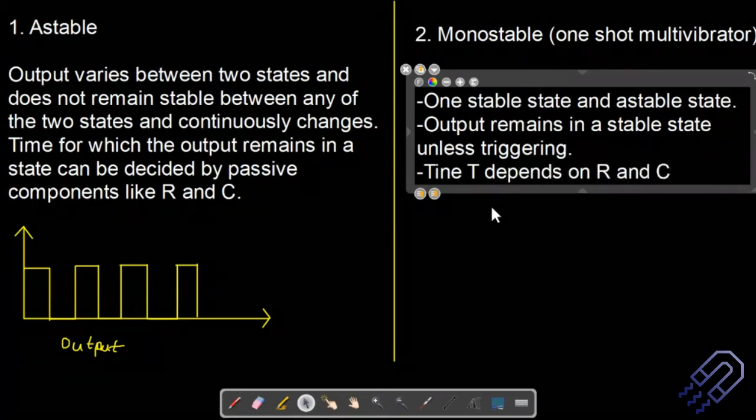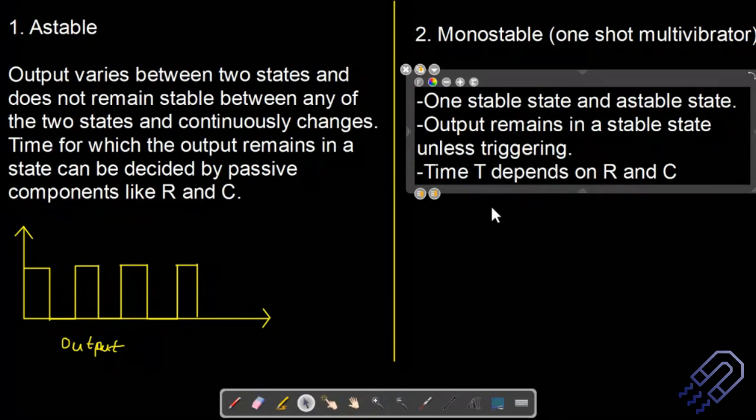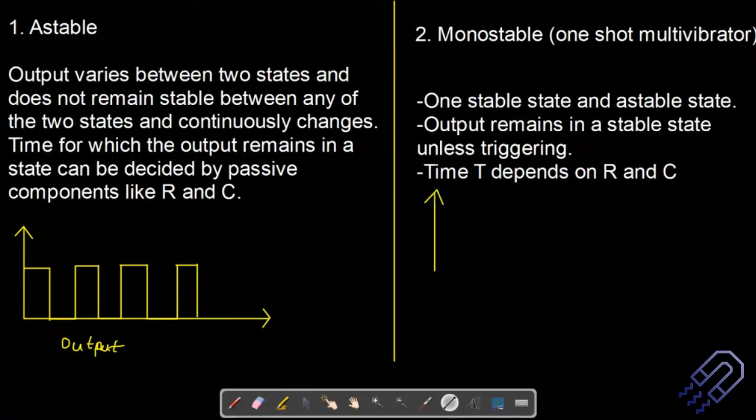It depends on R and C. The time I'm talking about is the time for which it will remain in the stable state, and it will be decided by this. So once again we can draw this. I think we can draw two diagrams here, so I'll do one here and show you two examples.